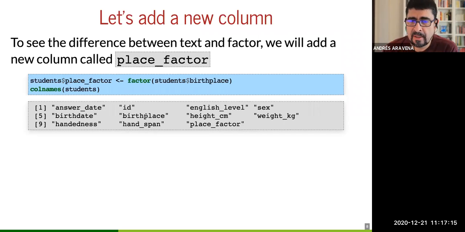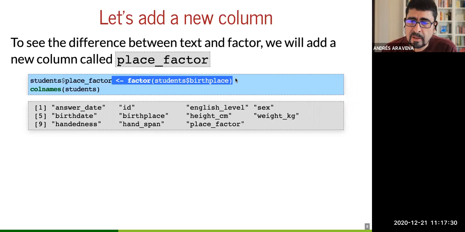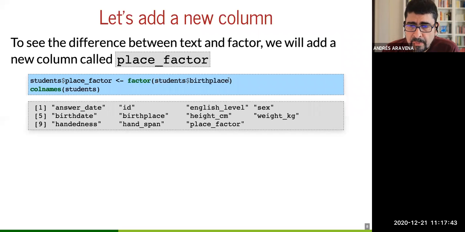Just look back. Initially we had 10 columns. And with this command, I am adding a new column. You essentially say the data frame that you have, you give the name of a new column, and you assign a new value. And remember that assigning is always creating something new or replacing something. If it exists, it's replaced. If it is not existing, you create something new. So we take birthplace, we make a factor with that, and we store that factor in a new column called place factor. Okay, so now we have a new column.